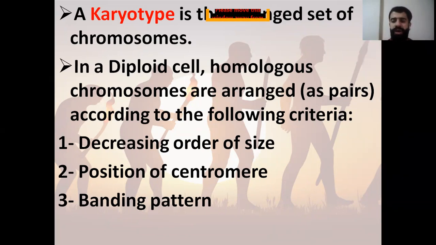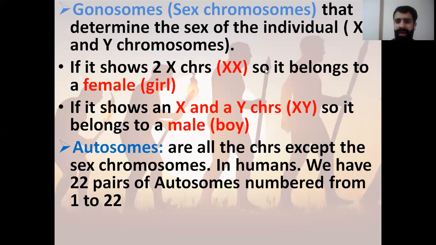So imagine that the chromosome is a Twix bar. A Twix bar has two. So this is the chromosome, a homologous chromosome. We have two and two. So two chromosomes are homologous. They are arranged as pairs according to the following criteria: according to the decreasing order of their size, according to the position of the centromere, and according to the banding pattern.